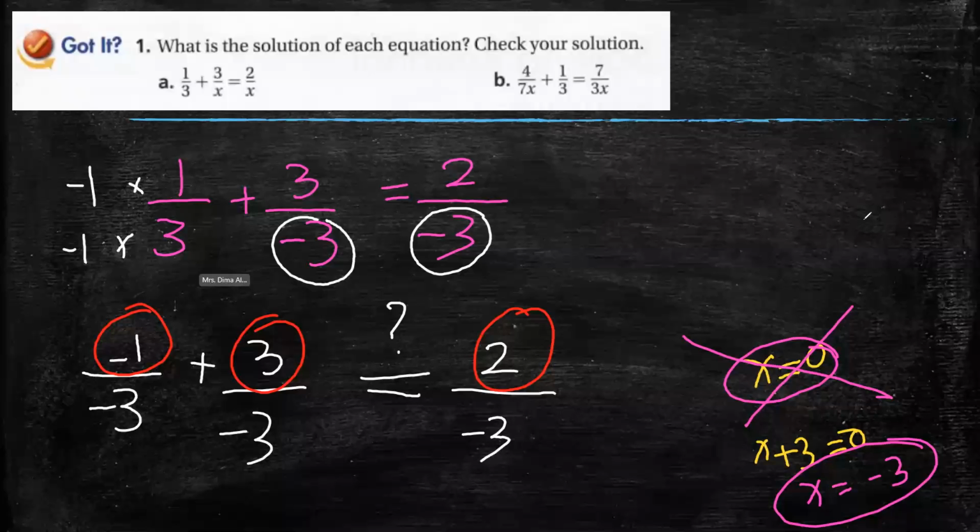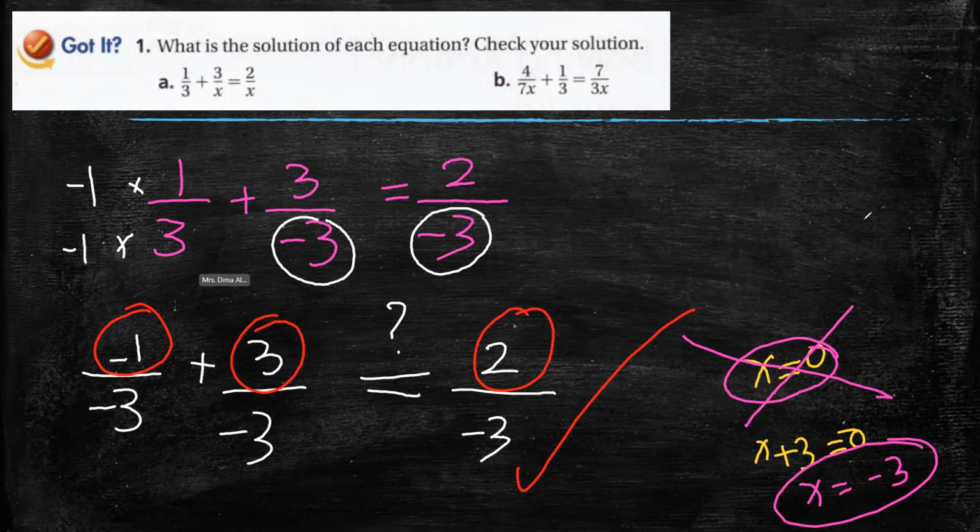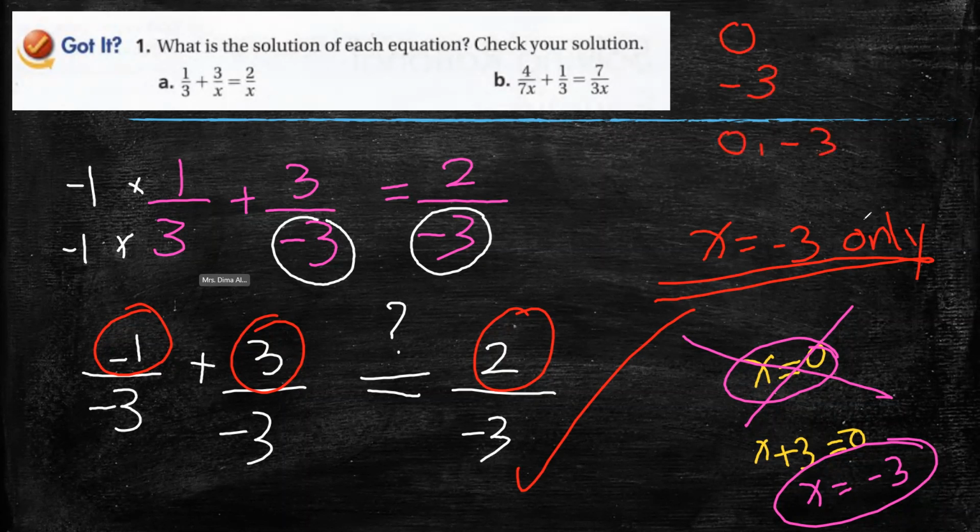Yes. So you have to say yes. This is the solution. So the answer is when x is equal to -3 only. Sometimes in the exam, if I give you the choices as 0, or -3, or 0 and -3, you have to choose only -3.